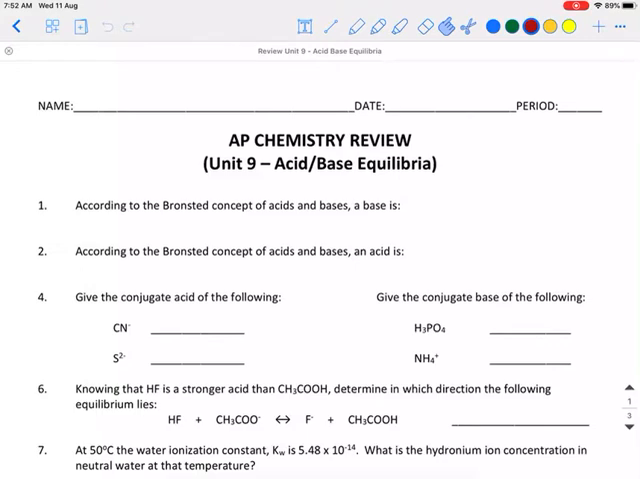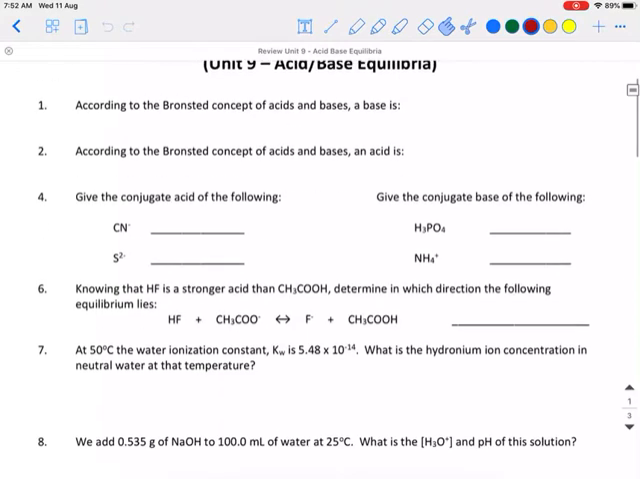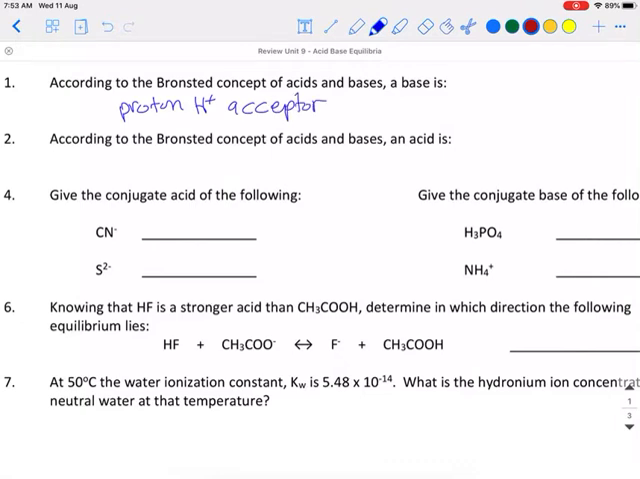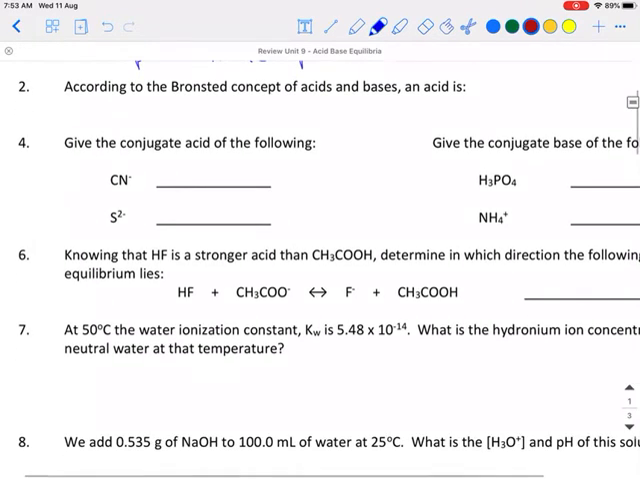Hello everyone. In this video we will solve AP chemistry problems related to acid-base equilibria. Let us start. According to Bronsted, in the concept of acids and bases, a base is a proton acceptor. So a base, according to the Bronsted-Lowry concept, is a proton, which is H plus, acceptor. It accepts the proton. According to the Bronsted concept of acids and bases, an acid, on the contrary, is a proton, which is H plus, donor.